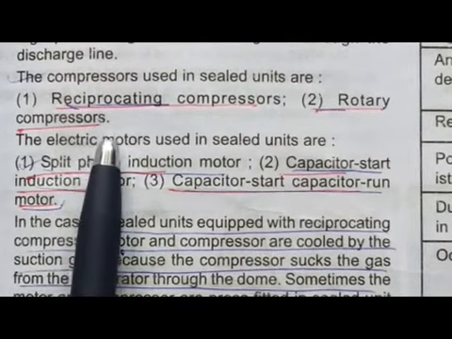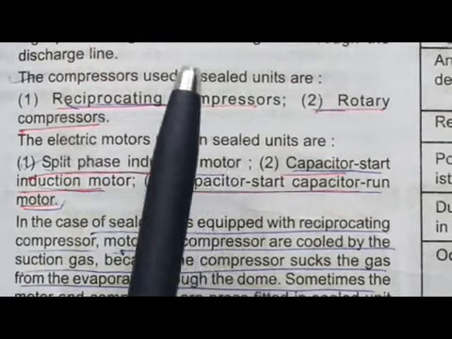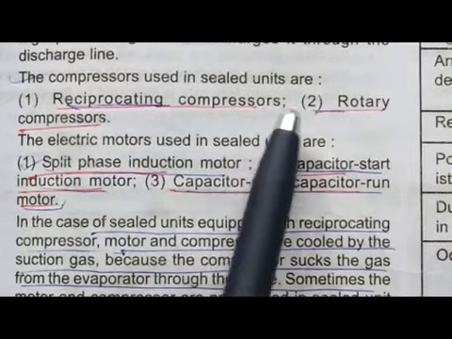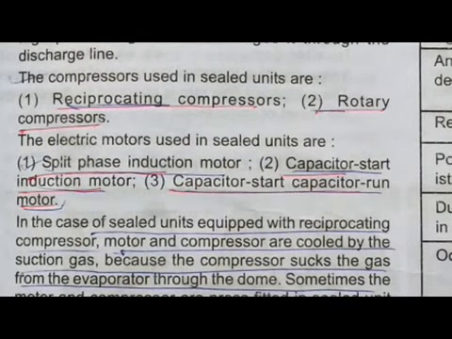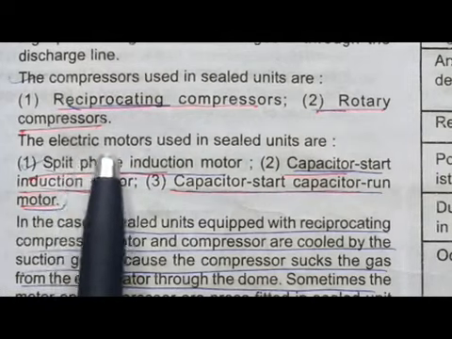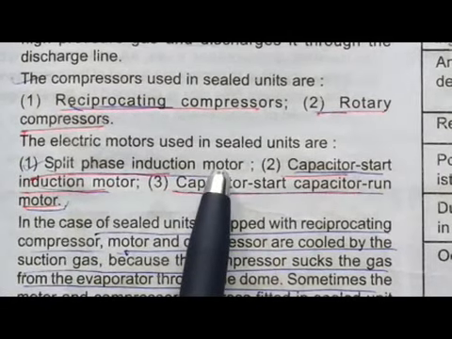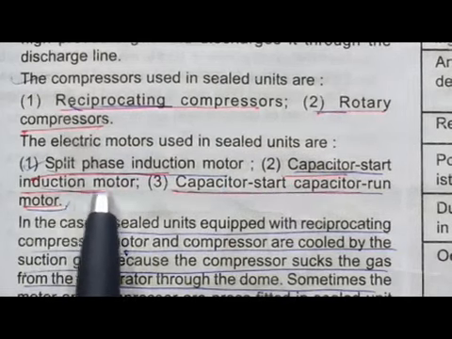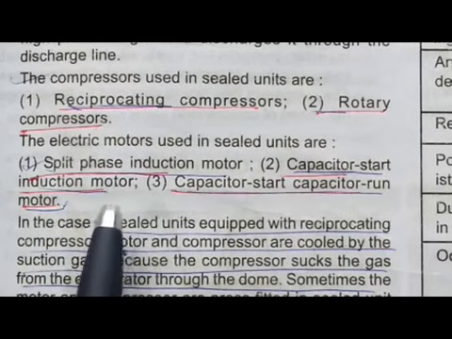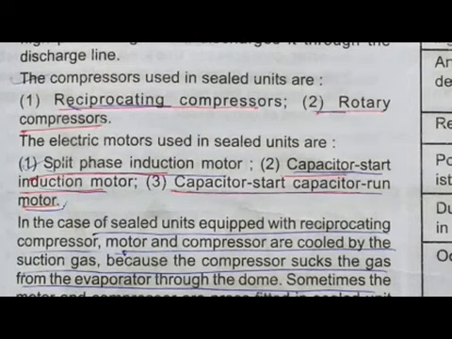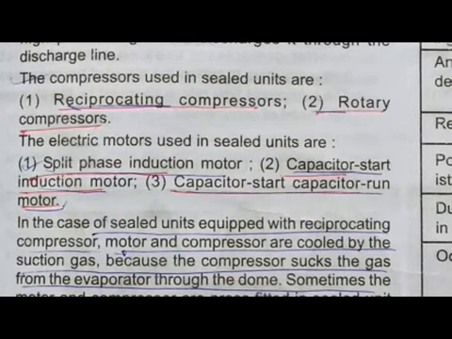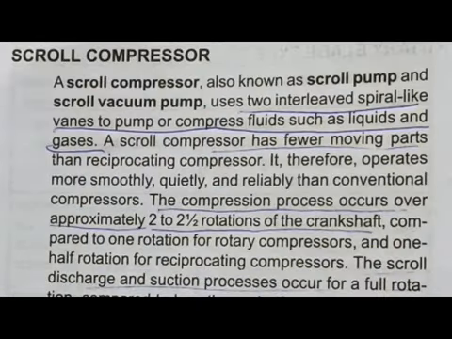There are two types of compressor which are used inside the sealed units: reciprocating compressor and rotary compressor. The electric motors used in sealed units are solid split phase induction motor, capacitor start induction motor, and capacitor start capacitor run motor. So these are the types of motor which can be used inside the sealed unit.